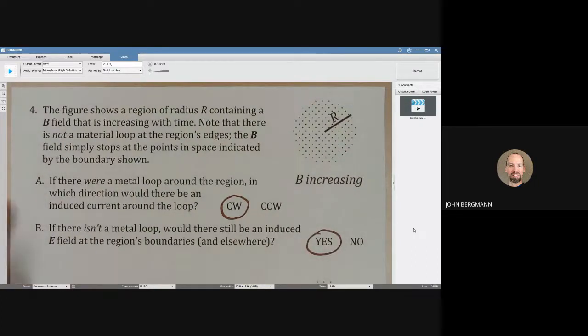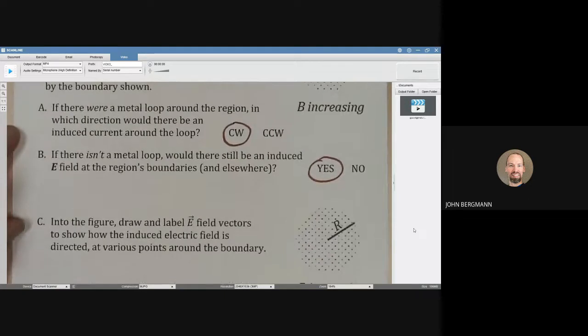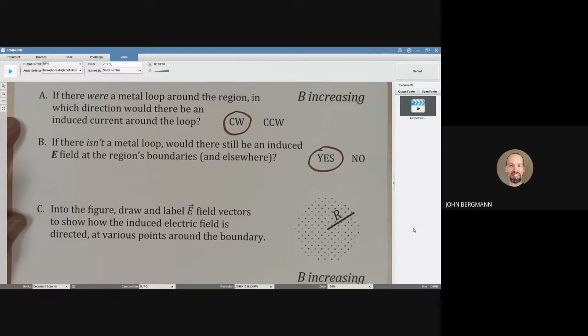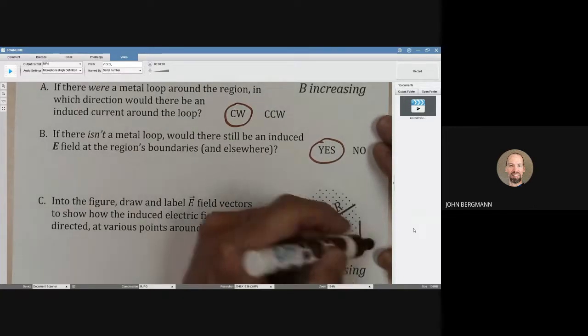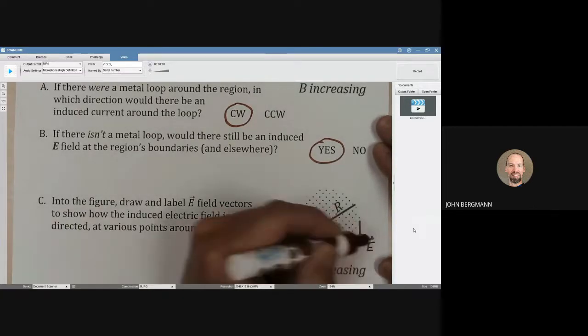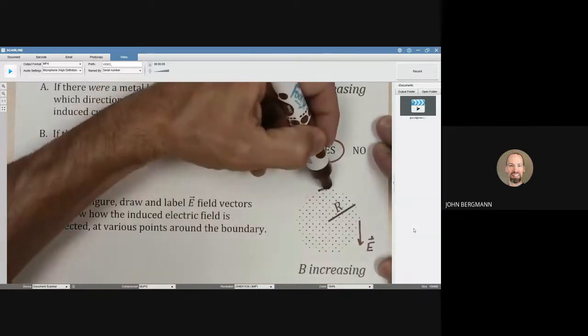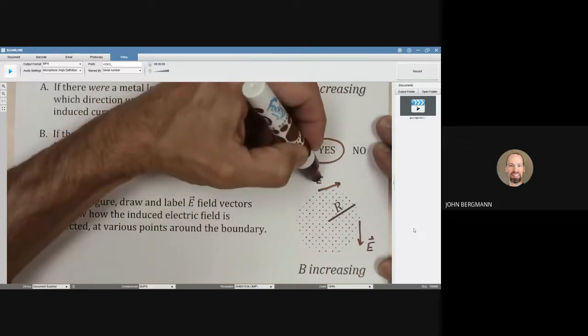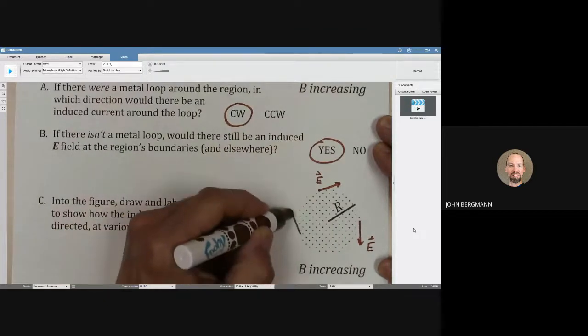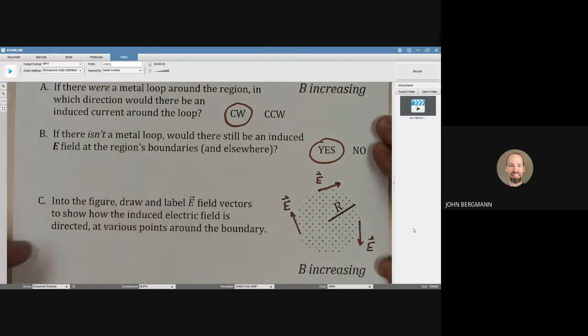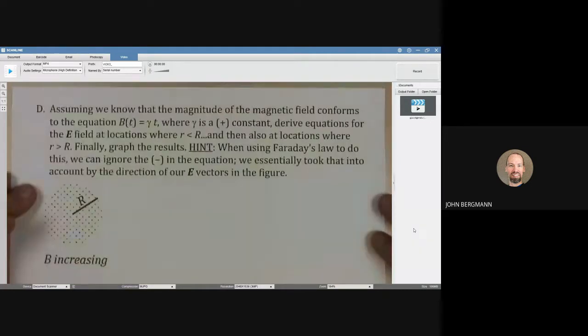Yes, there would. In the figure, draw and label electric field vectors to show how the induced electric field is directed at various points around the boundary. As we said earlier, the electric field would be in the clockwise sense, so we just want to draw a couple of electric field vectors here, tangent to the boundary. That would be the direction of the induced electric field.